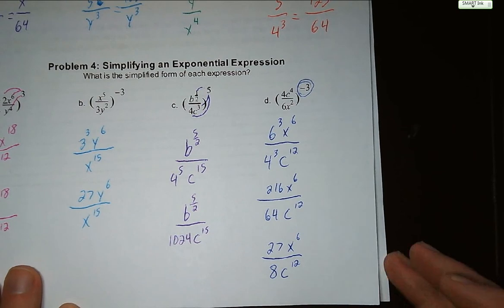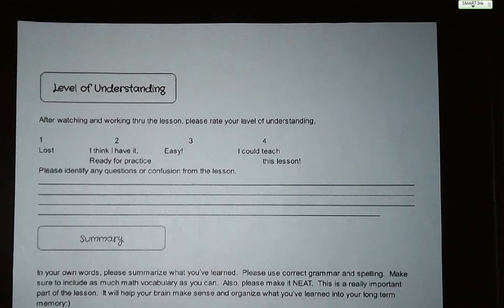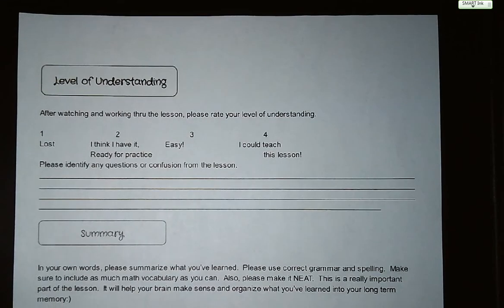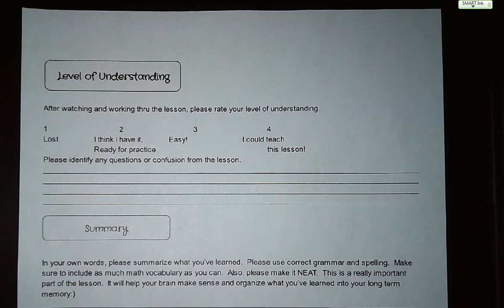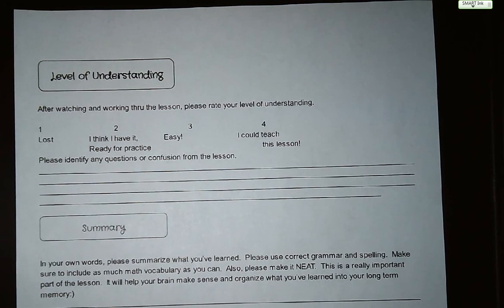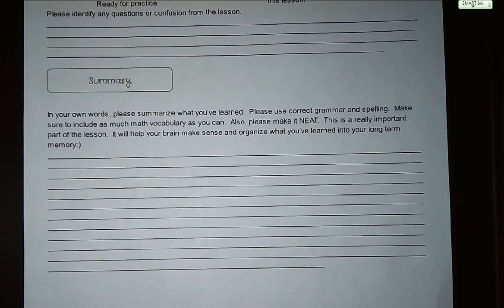Okay? All right. So last page is your usual reflection. Rate your level of understanding. 1, I'm totally lost. 4, I could teach this lesson. And write down any questions or confusions you may have. And then make sure you write a summary of what this process is in your own words. So how do we deal with division and quotients with our exponent rules?